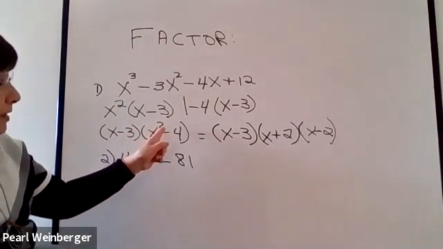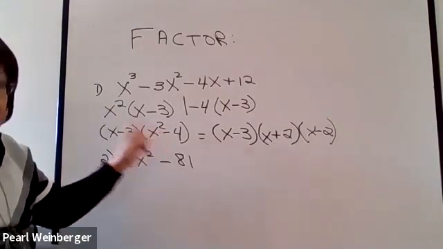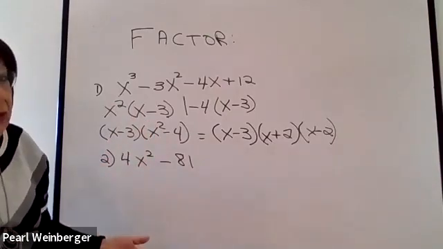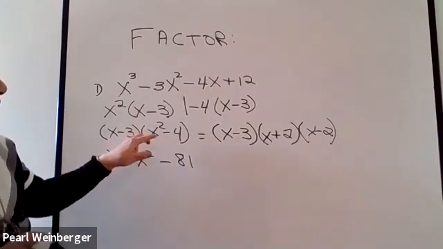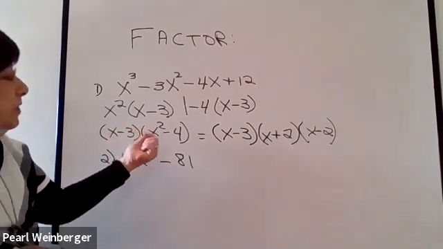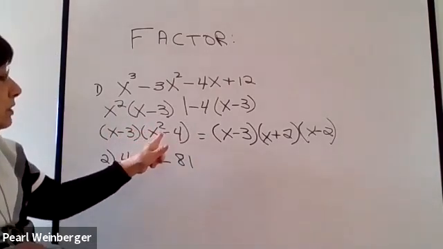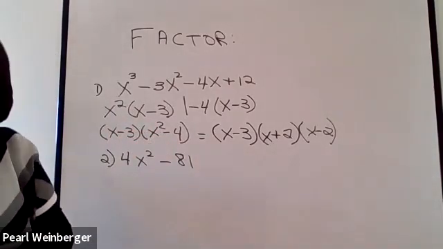If this had been an x squared plus 4, I wouldn't have been able to go any further, because the only thing I can do with binomials is if it's the difference of squares, if there's a minus.